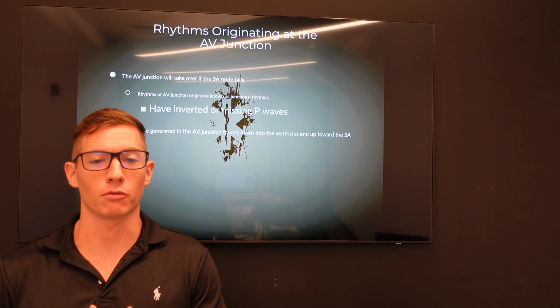Junctional escape rhythm occurs when the SA node does not function and the AV junction takes over. Now it's the pacemaker, also called junctional rhythm.